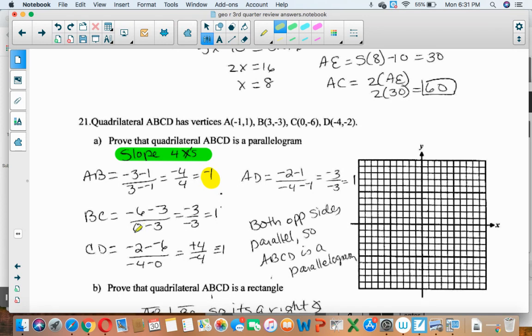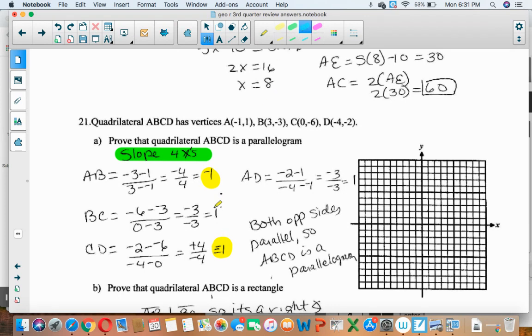I find the slope, I'm going to skip. I find the slope of CD. So now I'm using points C and D. -2 minus -6, -4 minus 0. I skip because I want to show you guys that these have the same exact slope, and they should, because in a parallelogram, opposite sides are parallel.